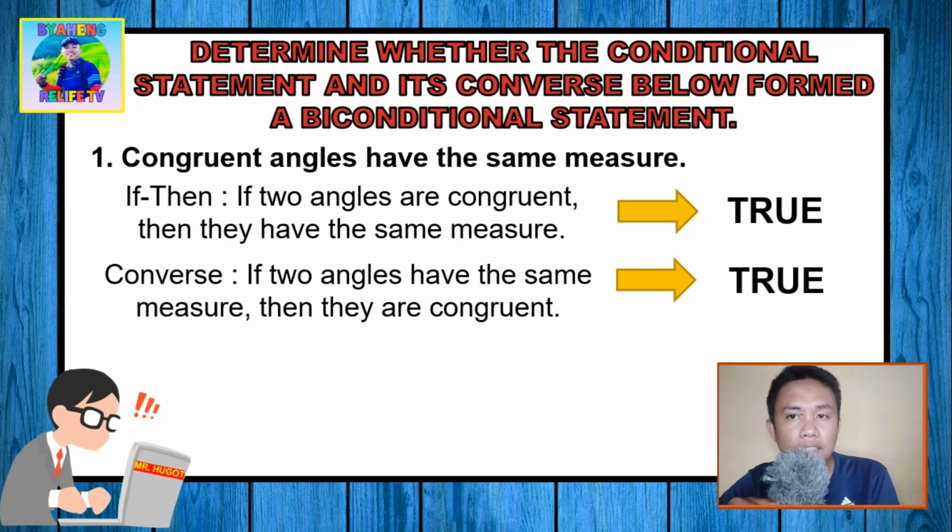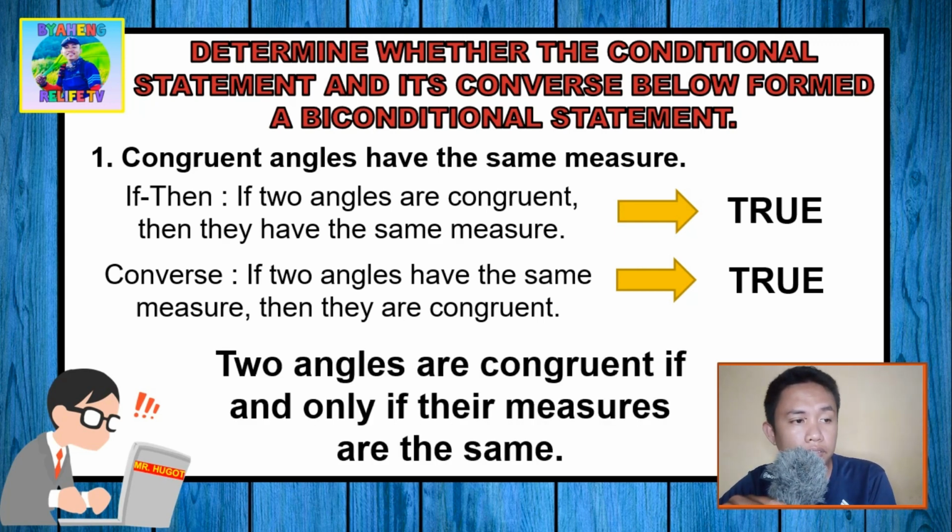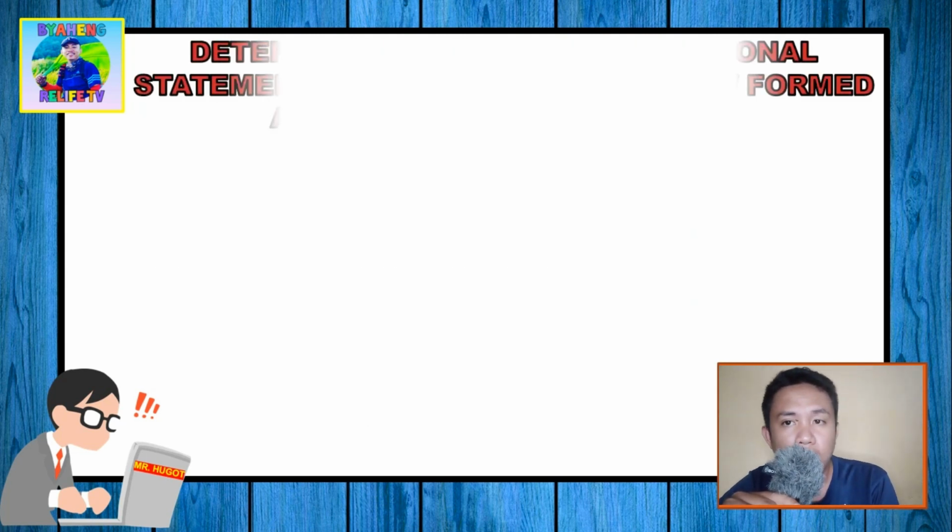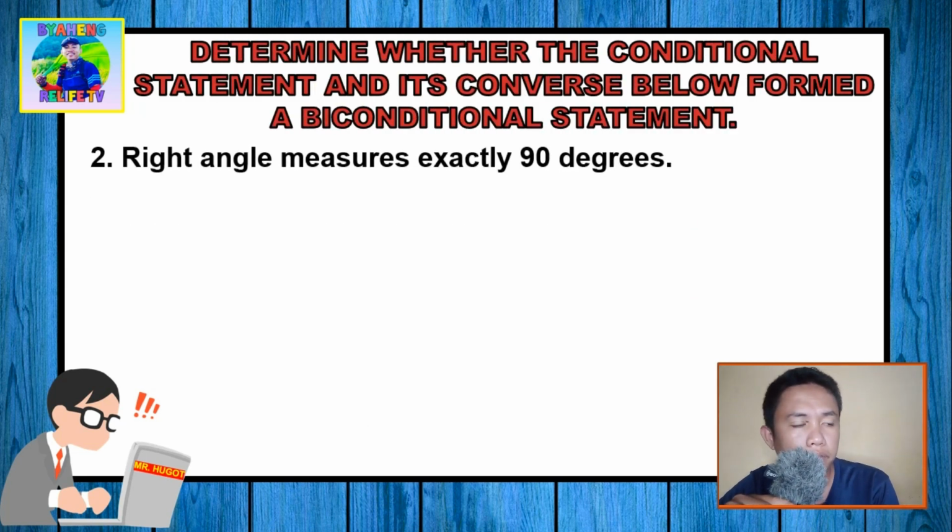Now, making that statement, guys, so we can form a biconditional statement. Two angles are congruent if and only if their measures are the same. So, yun po yung ating first biconditional statement. So, tama po yun. So, since ang ating if and then at converse ay pares na true, matik, pwede tayong gumawa ng biconditional statement. Let's have our number 2, guys.